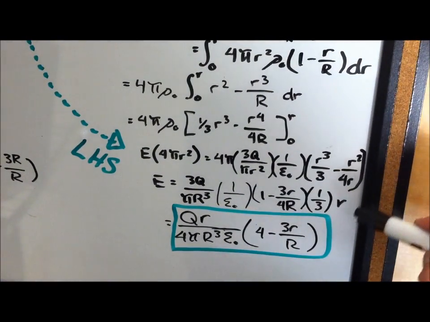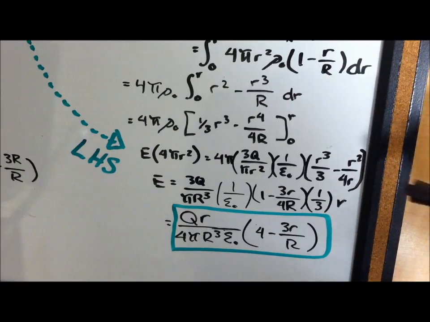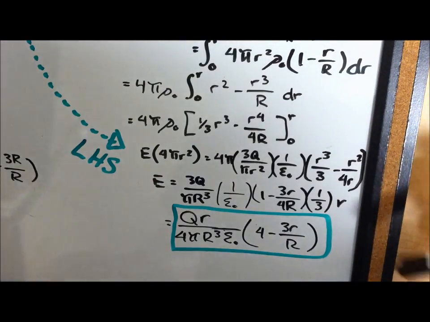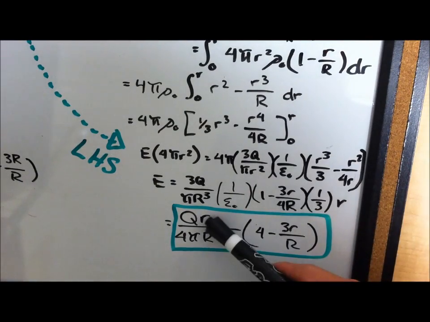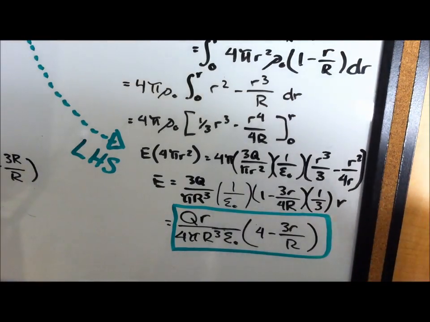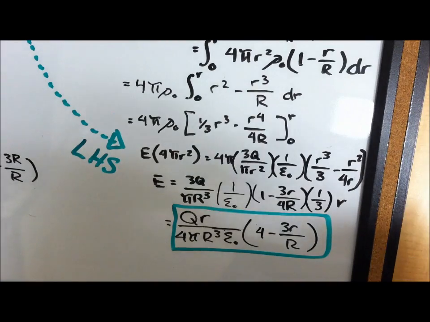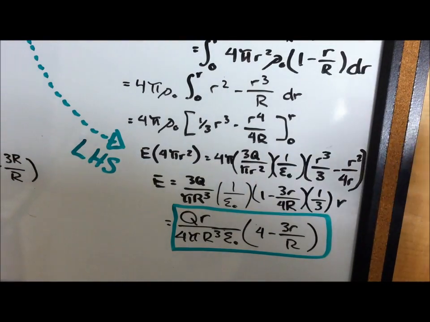I'll leave the algebra for you guys to do for the sake of the time of this video. But you can solve through, cancel what you'd like to cancel, and ultimately you're going to be left with this equation here, which matches the book's part B exactly as it needs to. So that shows that the electric field inside the sphere points radially outward with this magnitude here.